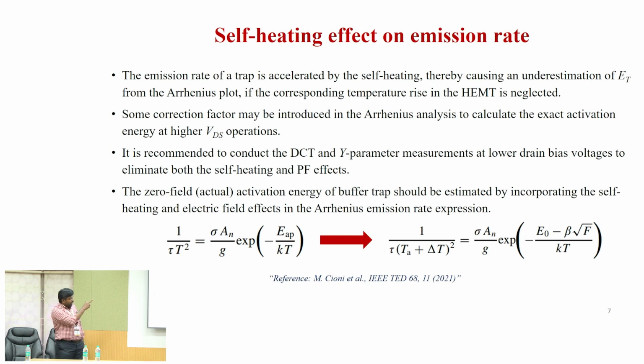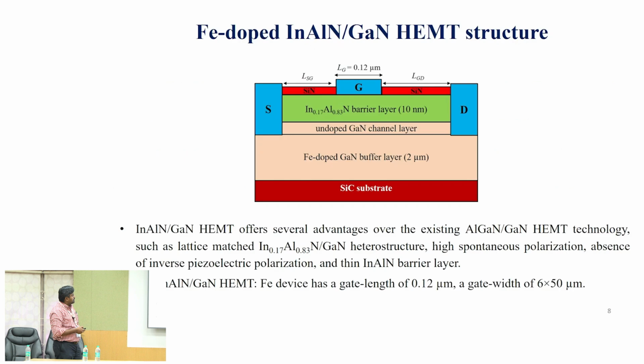In addition to that, we estimated the electric field profile from the validated IV characteristics. Then we did the measurement at different drain voltages. So we plotted electric field with respect to the apparent activation energy. From the slope and the intercept, you can calculate the zero-field activation energy. That is given in the next slide.